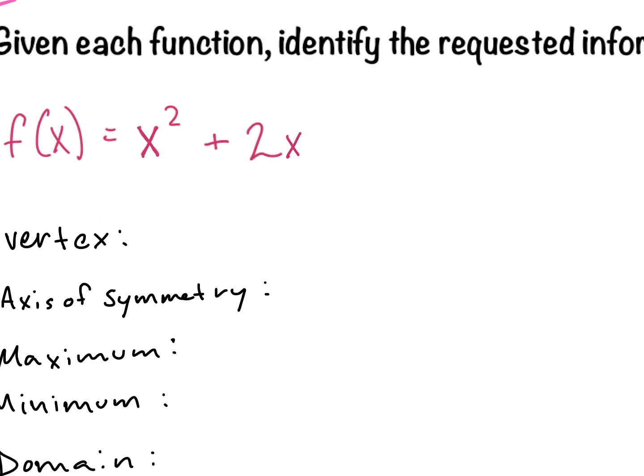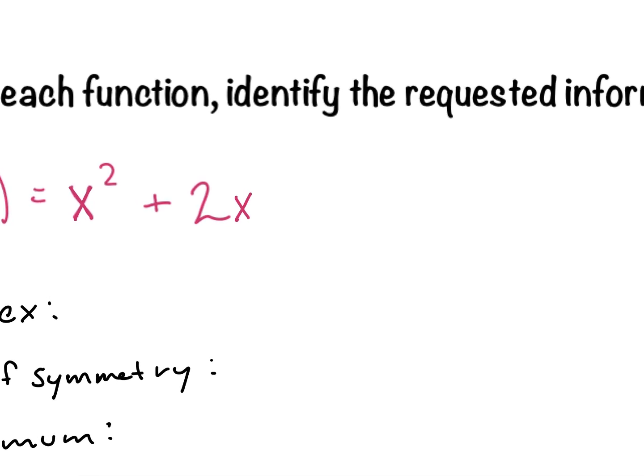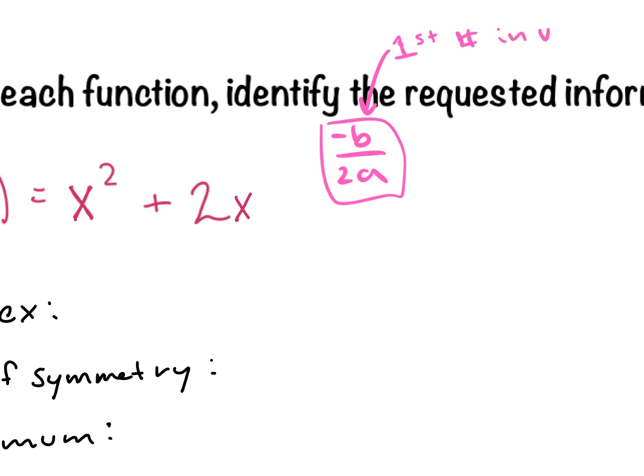Here, it's standard form, so I need to use the formula to find my vertex and axis of symmetry. What is the formula? Negative b over 2a. Make sure you know this for tomorrow. This gives us the first number in the vertex, and also the axis of symmetry.